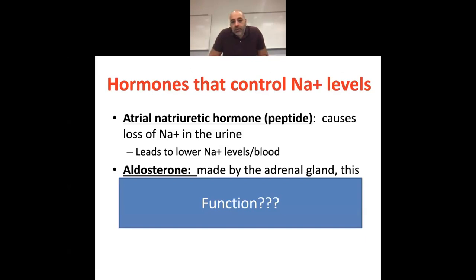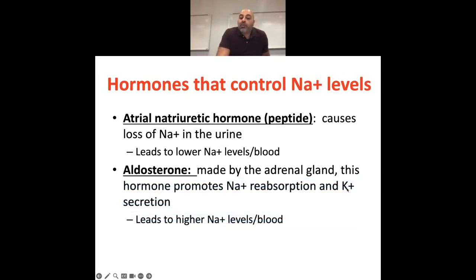What's aldosterone do for us? Come on, guys, you gotta be popping these out. Helps absorb sodium. So if we pull sodium in, we lose potassium. Okay, so remember that second part. Good point there, Jerry. So if we reabsorb sodium, we lose potassium. What happens to blood pressure? Water is going to follow sodium. Blood pressure is going to go up.